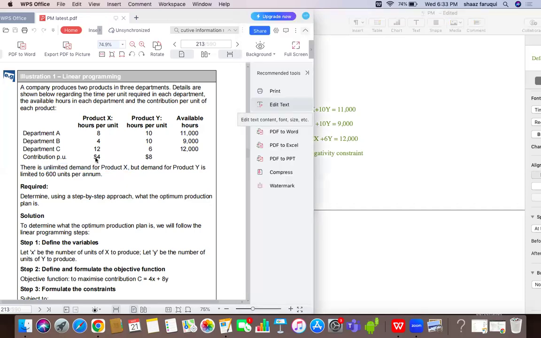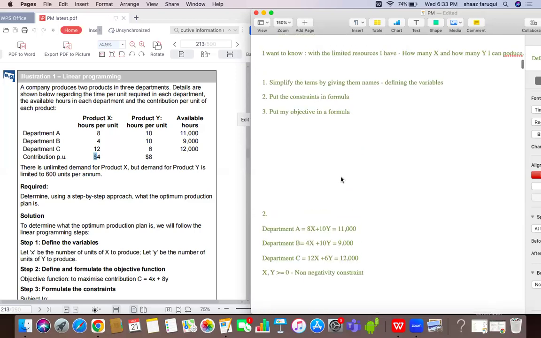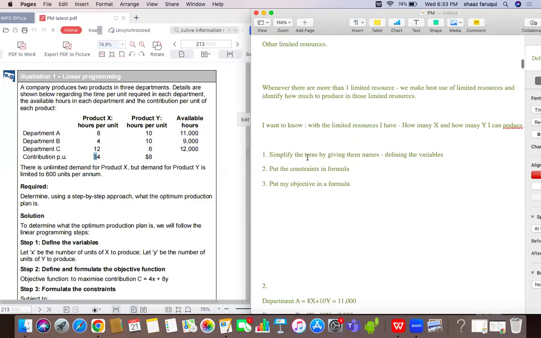Each x gets us a contribution of $4. I don't know how many x's I'm making, but the number of x's is denoted by the letter x. Plus, each y will get me a contribution of $8. Again, I don't know how many y's I'm making, but the number of y's is denoted by the letter y. 4x plus 8y is equal to C, which is the total contribution. I mentioned that when I was simplifying the terms by giving names. I'm putting that here again.